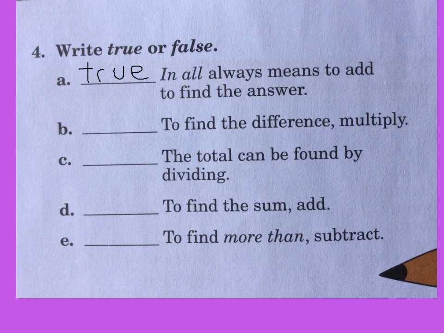B, it says to find the difference, multiply. No, we don't multiply to find the difference. We subtract to find the difference. So this is false. C, the total can be found by dividing. No, the total can be found by adding, so that's false also.